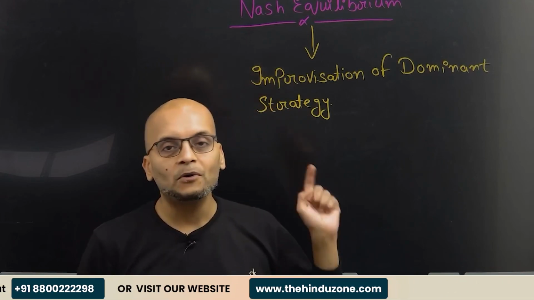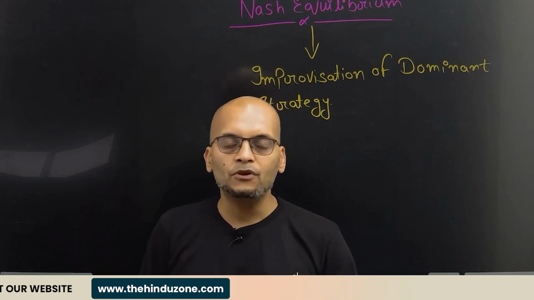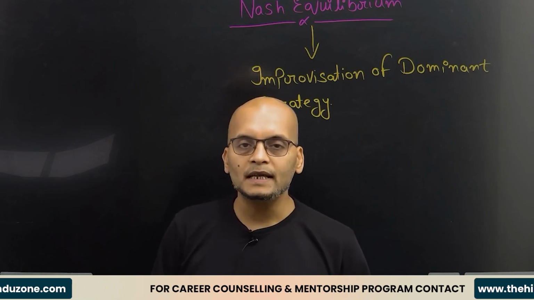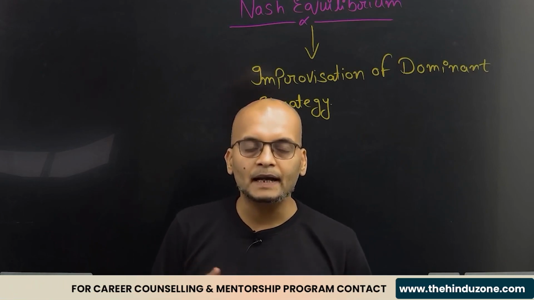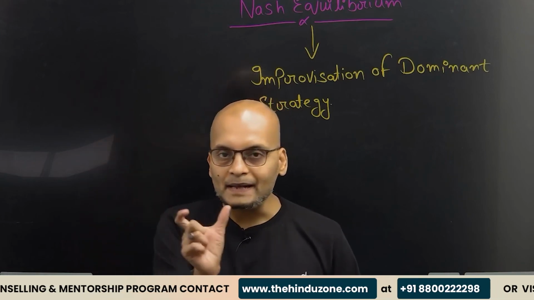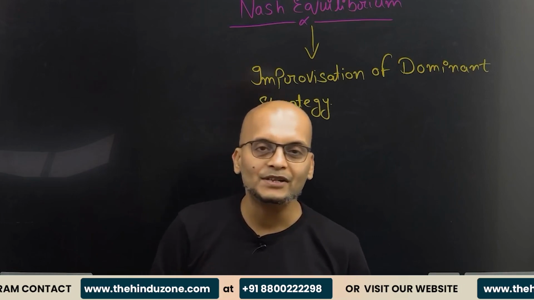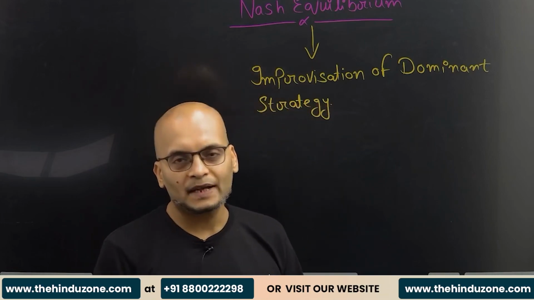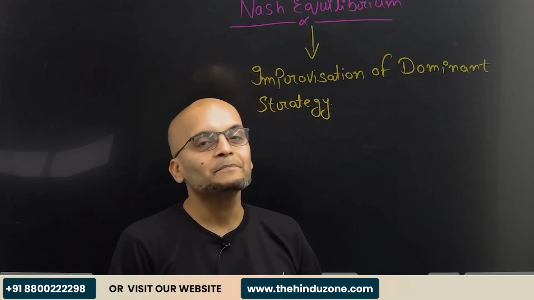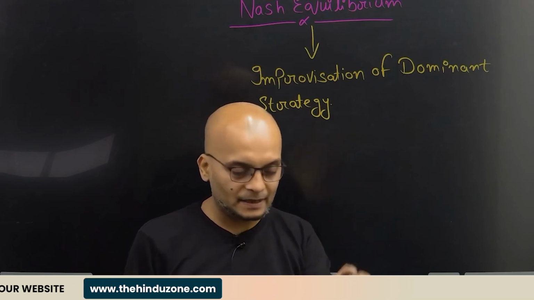Regarding Nash equilibrium, there was a film, A Beautiful Mind, released in 2001, if I'm not wrong. The protagonist of the film, Russell Crowe, explained Nash equilibrium in the bar scene. He was a mathematician in that film. You can see the film, it's a good film, by the way. There also he explained Nash equilibrium in a relevant way.